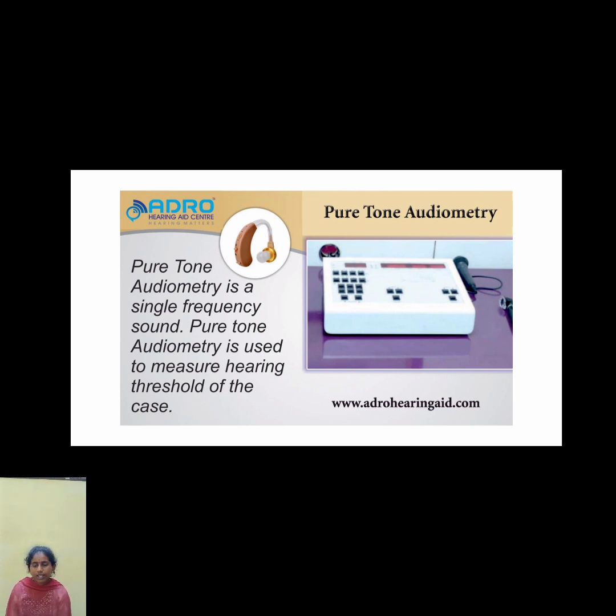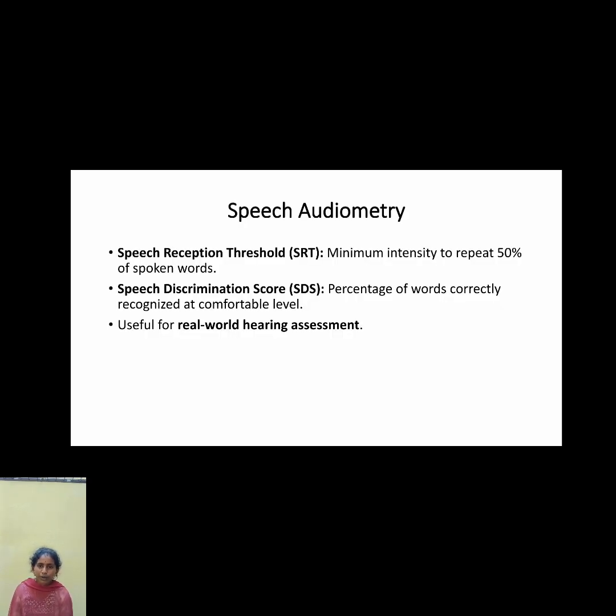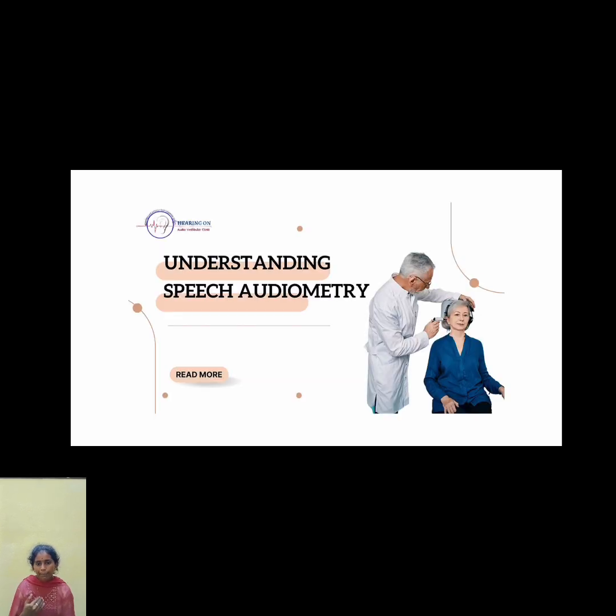Next, speech audiometry. Speech audiometry evaluates real life hearing ability. Two important measurements are the speech reception threshold and the speech discrimination score. Speech reception threshold is the lowest level at which a patient can correctly repeat 50% of spoken words, and speech discrimination score is the percentage of words a person can understand at a comfortable volume. These methods help evaluate communication ability, especially for hearing aid users.